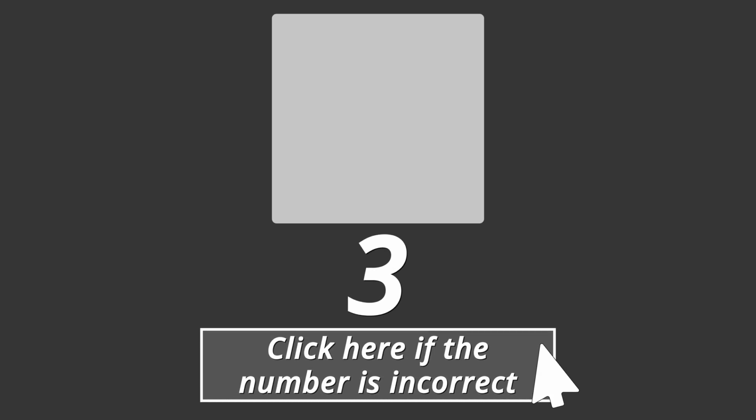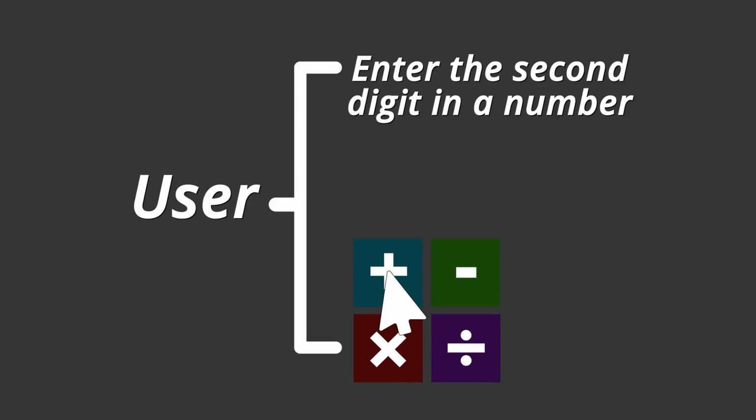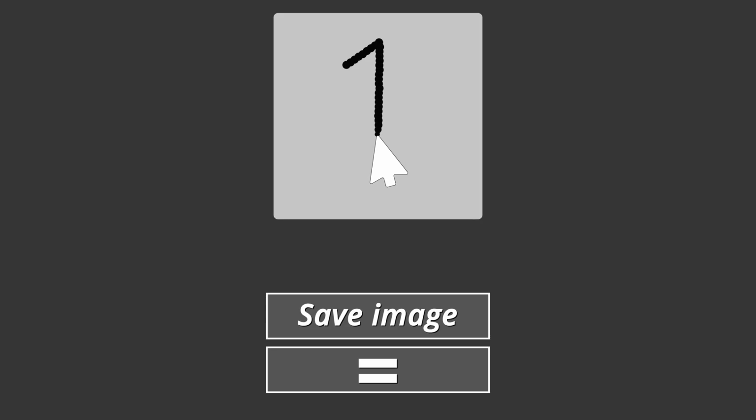If the user clicks on the "Click here if the number is incorrect" button, then the program will clear the current screen and will replace the digit with a new one when entered by the user. A user at this point can either enter the second digit in a number, in which case the process will repeat and the two digits will be joined together, or the user can click an operation. When the user clicks an operation, the program stores the name of that operation in a variable. After this, the initial process is repeated and the user can enter another number.